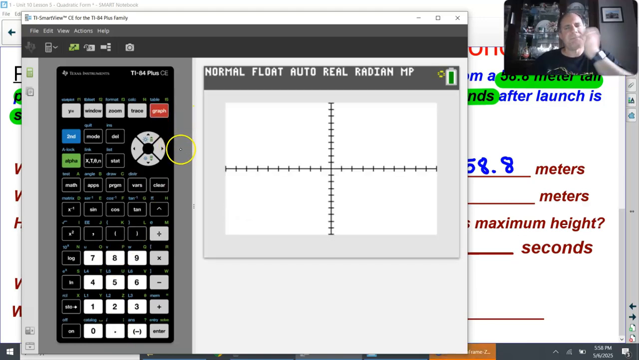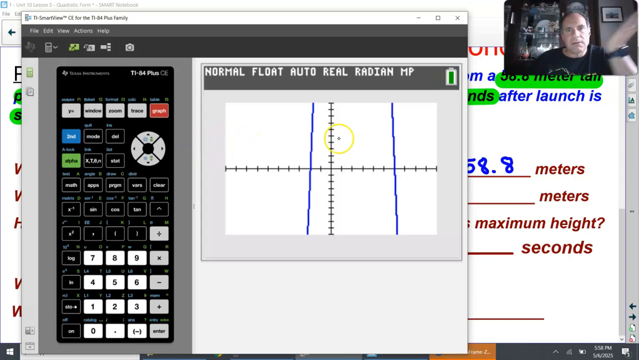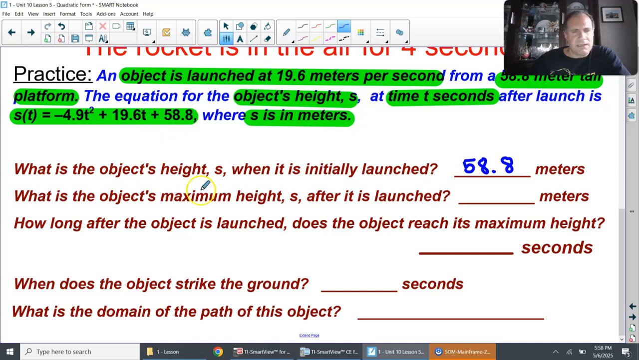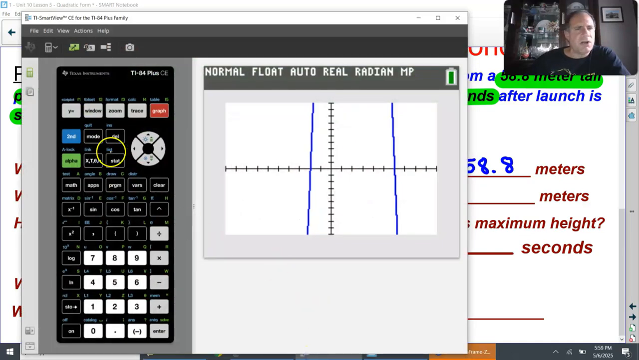And we're going to press graph. So, wow, I have no idea. So we are going to have to see and extend this window. So I am going to go and look at this right here. I'm going to extend the window to 100.